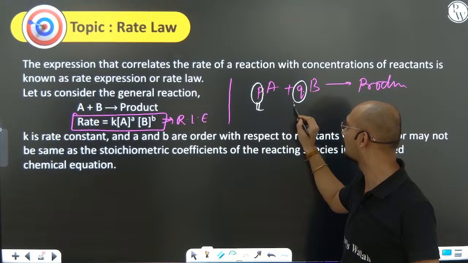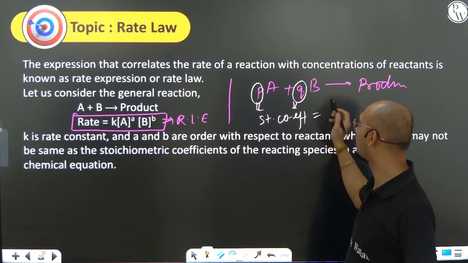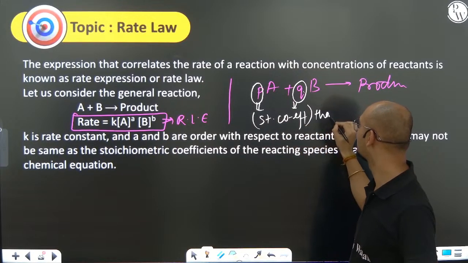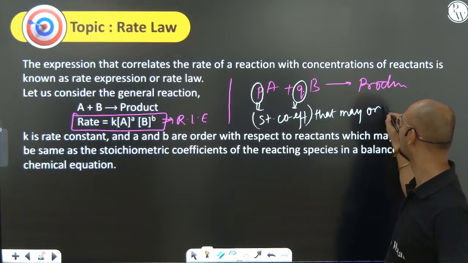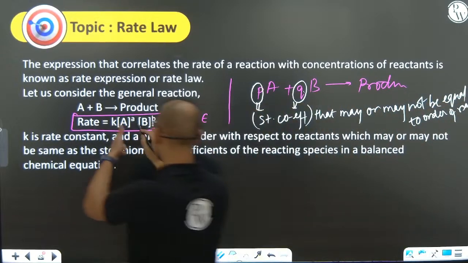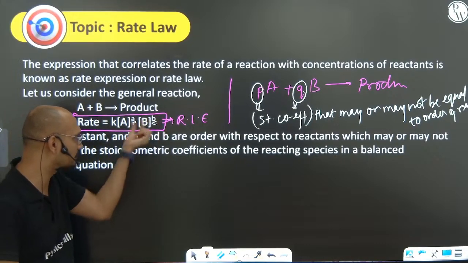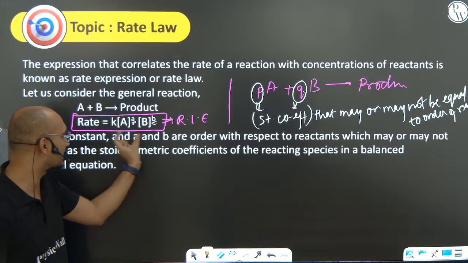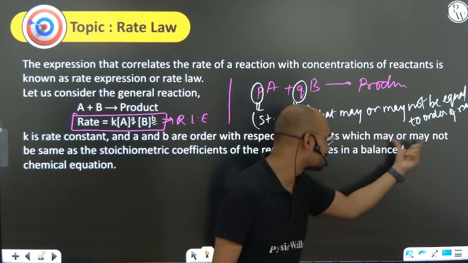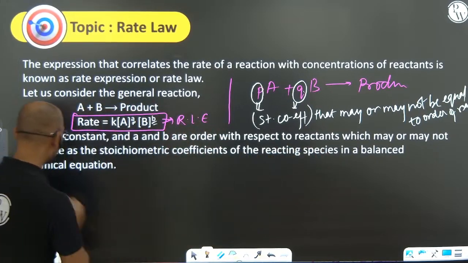These P and Q are stoichiometric coefficients. They may or may not be equal to the order of reaction. What is this order? This is the order of A. A and B are what? Order of reaction. A is the order with respect to A, while B is the order with respect to B. So K is the rate constant, and A and B are the orders with respect to reactants, which may or may not be the same as the stoichiometric coefficients of the reacting species in a balanced chemical equation.